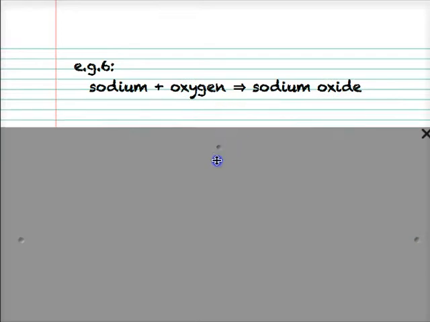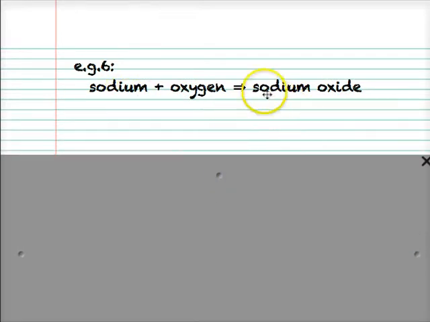Let's carry on with a couple more examples. Sodium plus oxygen gives us sodium oxide. So sodium is Na, oxygen is O2, and sodium oxide must be Na2O, because we know oxygen has 2 spaces in its valence orbital, sodium has 1 electron available in its valence orbital, so we're going to need 2 sodium atoms to supply the electrons necessary for the oxygen. So that's the correct chemical formula.